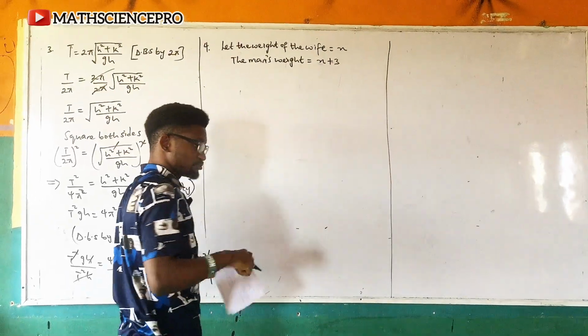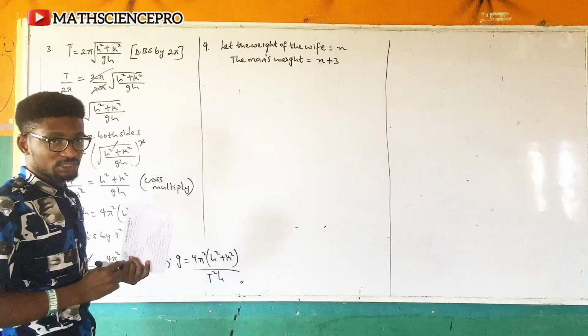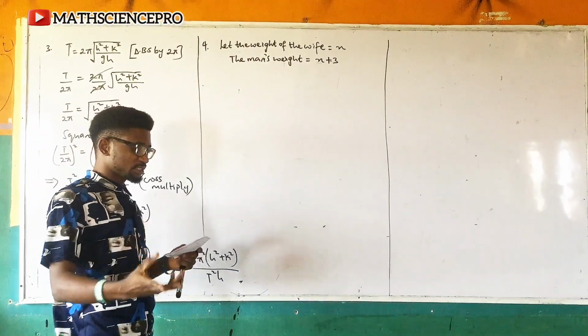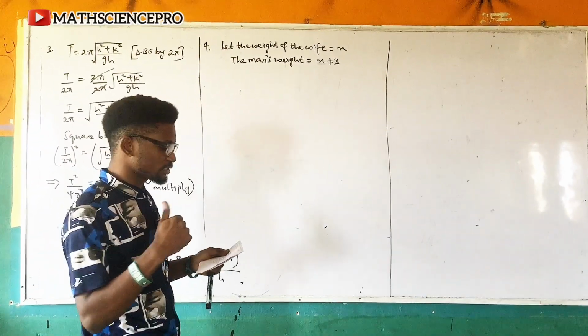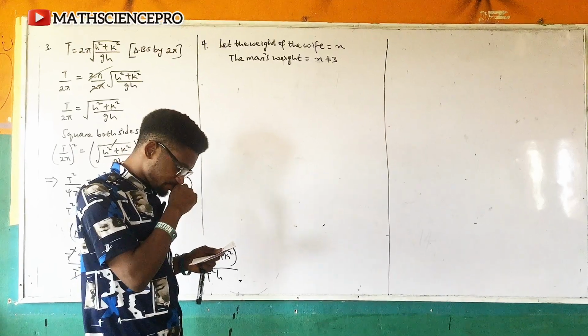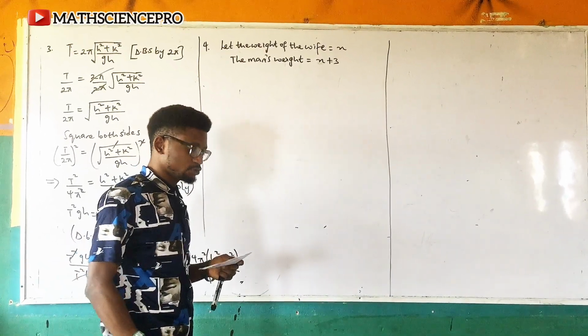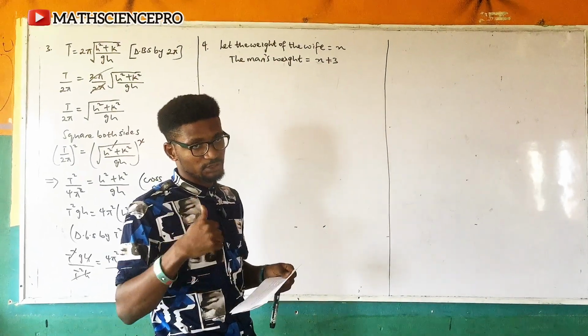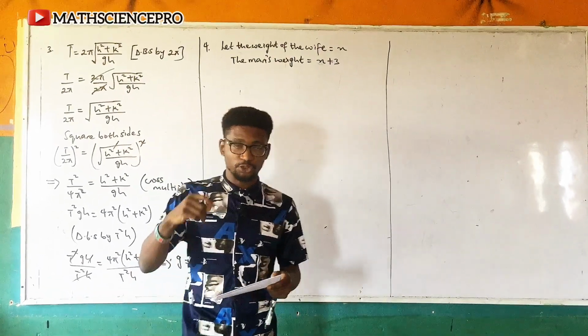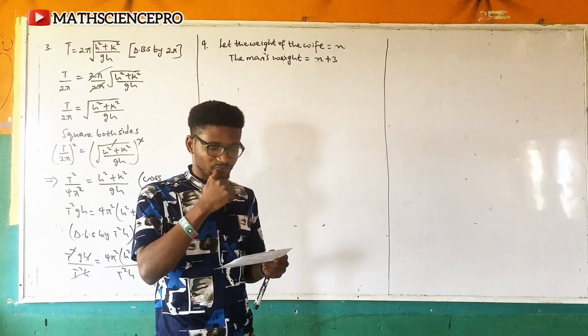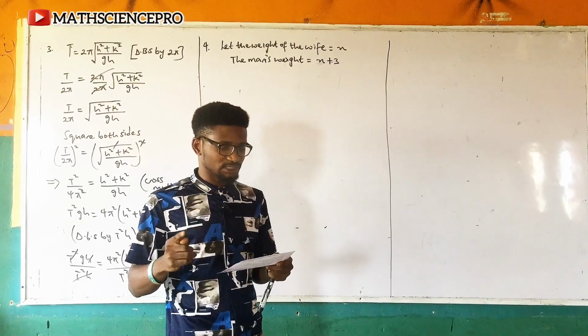So the man's weight at the moment is going to be x plus 3, because the question says the man's weight is 3 greater than his wife. Now something happens 4 years ago. 4 years ago, the ratio of their weight is 5:2. If your present age is 16, 4 years ago you're going to be 16 minus 4. You're going to remove 4 from your present age. So 4 years ago, the ratio of their weight is 5:2.